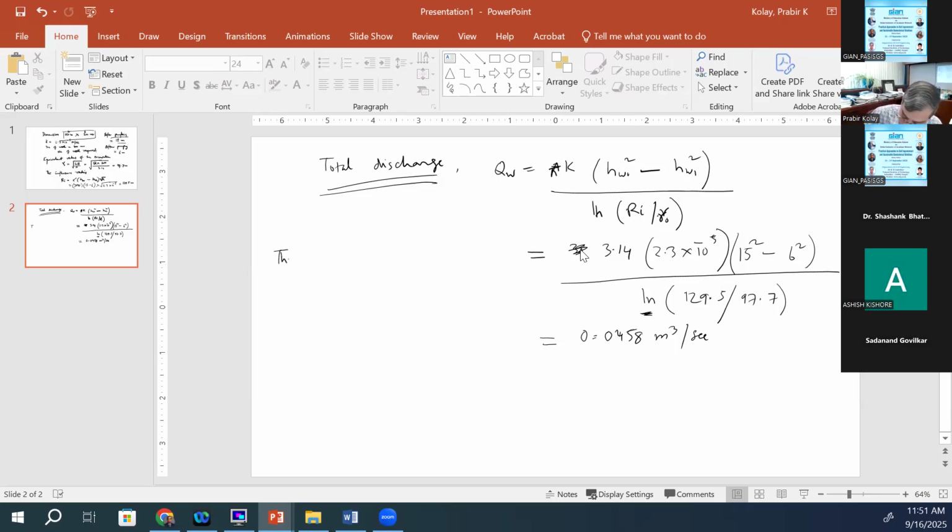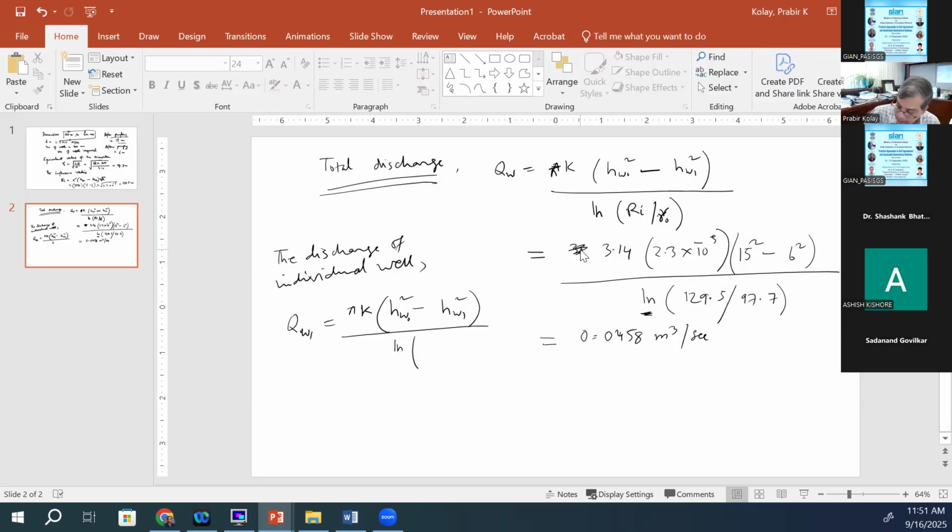Okay, so we need to calculate the discharge from an individual well. Q W1 you can easily find out: pi k, a similar type of equation, HW0 squared minus HW1 squared, divided by ln of Ri divided by R naught 1. The only difference is the individual diameter of the well, so you can calculate everything.